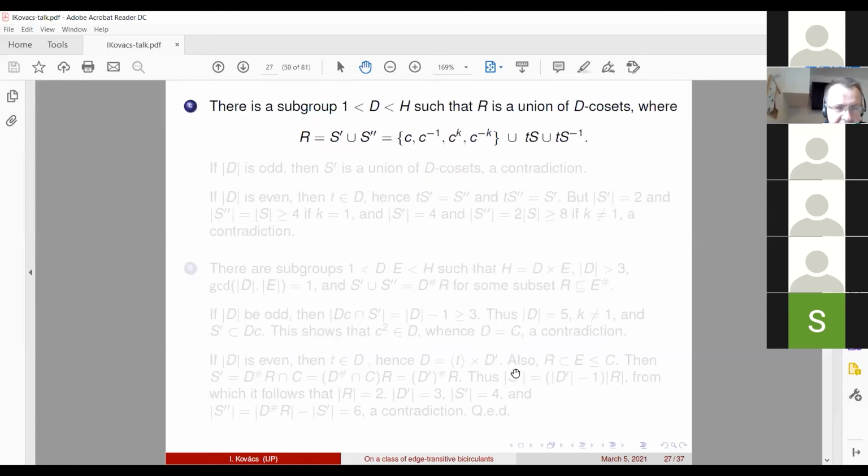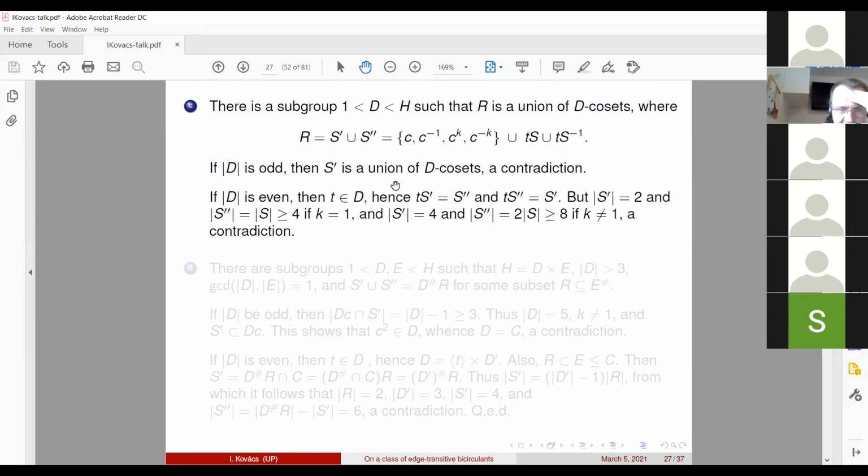I will just explain the family C and I will skip the family D. The family C has the condition that the connection set is a union of some D cosets for some non-trivial proper subgroup D. Now, you have to consider two cases. If D is odd, that means D would be a subgroup of C, and that would mean that this part is a union of D cosets, but this part has 2 or 4 elements. This clearly is not possible.